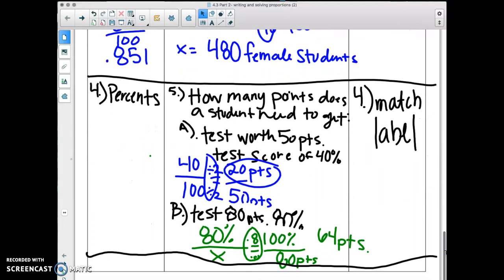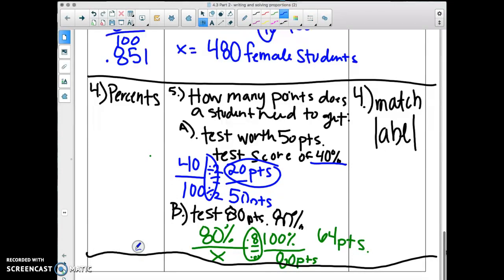Okay, then we worked with percents. Do you guys remember working with percents? This kind of gave us a little stumble, but you guys did it. So if a test is worth 50 points and test score of 40%, how can you solve that? So we thought about this. 40%, you can write that as 40 over 100. You could also write it. How else did we write these up?